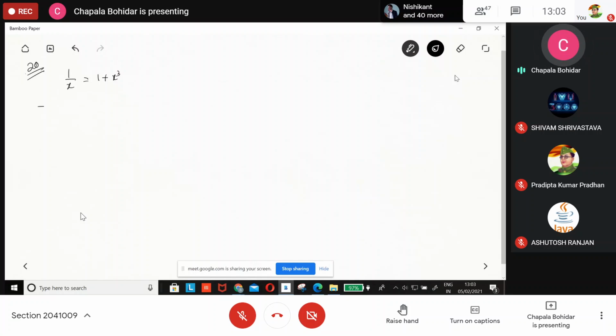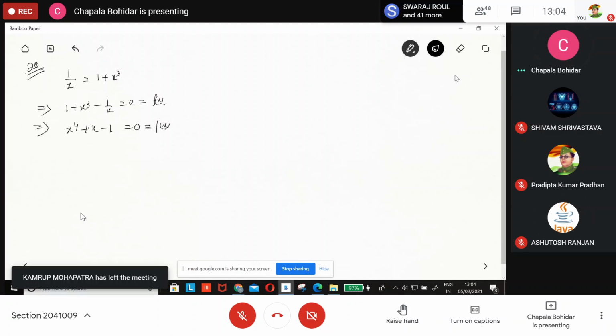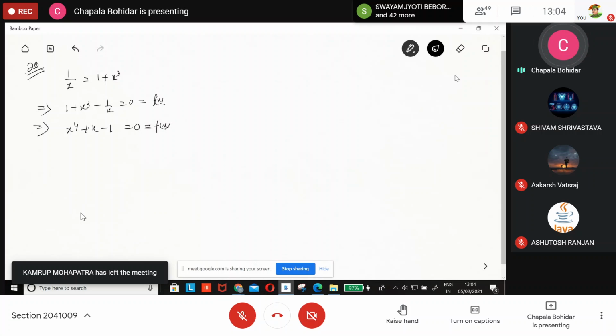So what you'll do here, I can write it in the form 1 plus x cube minus 1 by x equal to 0. That I am considering as function of x. This implies I can write it as x to the power 4 plus x minus 1 equal to 0, equal to function of x. Clear? Clear to all of you? Yes, ma'am. Okay.